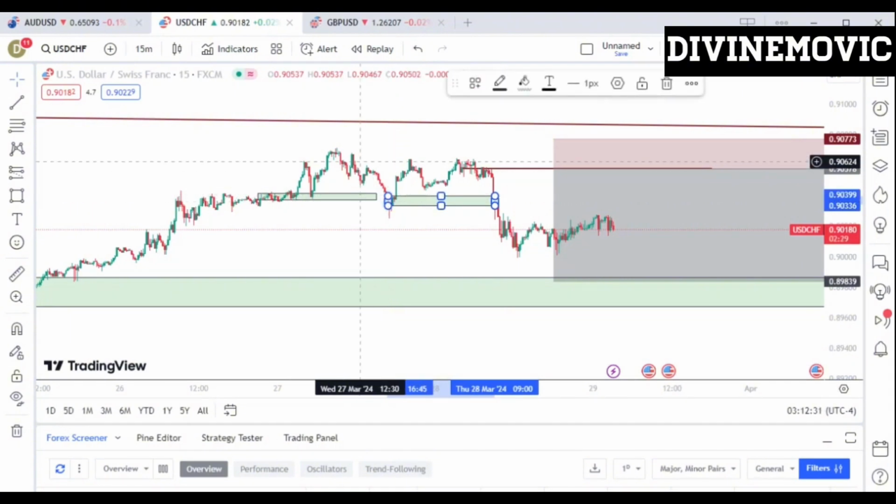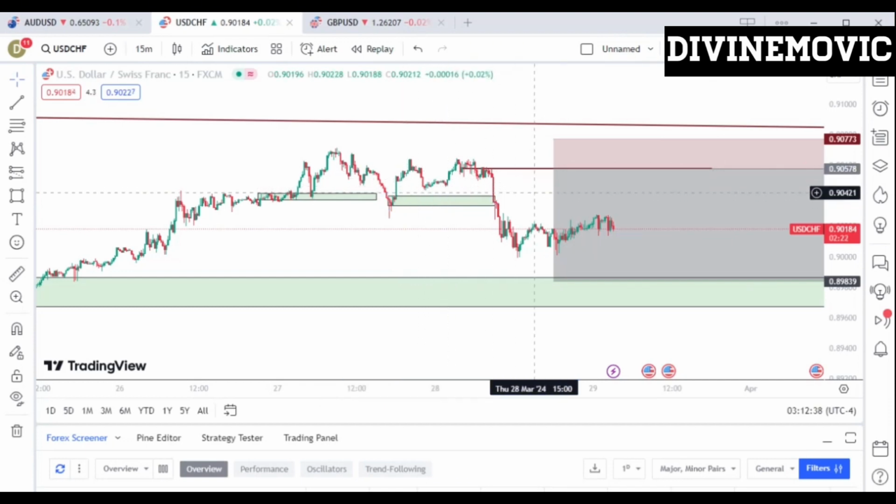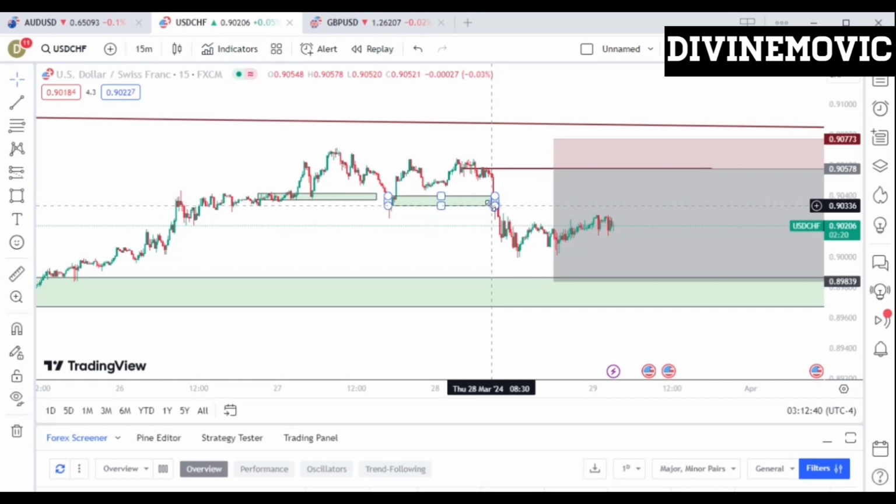People might be taking this to be a break of market structure to the upside, and people might be seeing this place to be a point of liquidity. So they're expecting price to come back to this point here and simply buy off. So at this point, what happened when price came to this point?